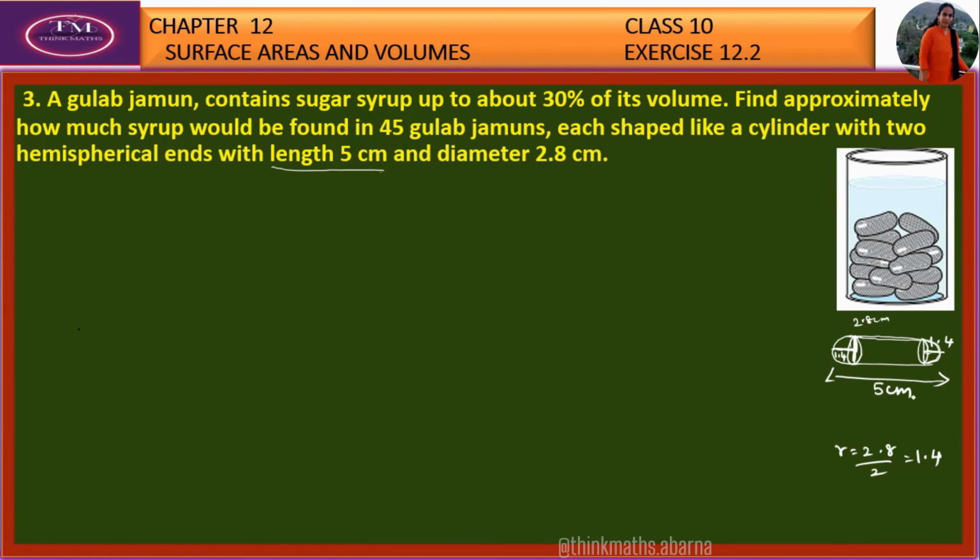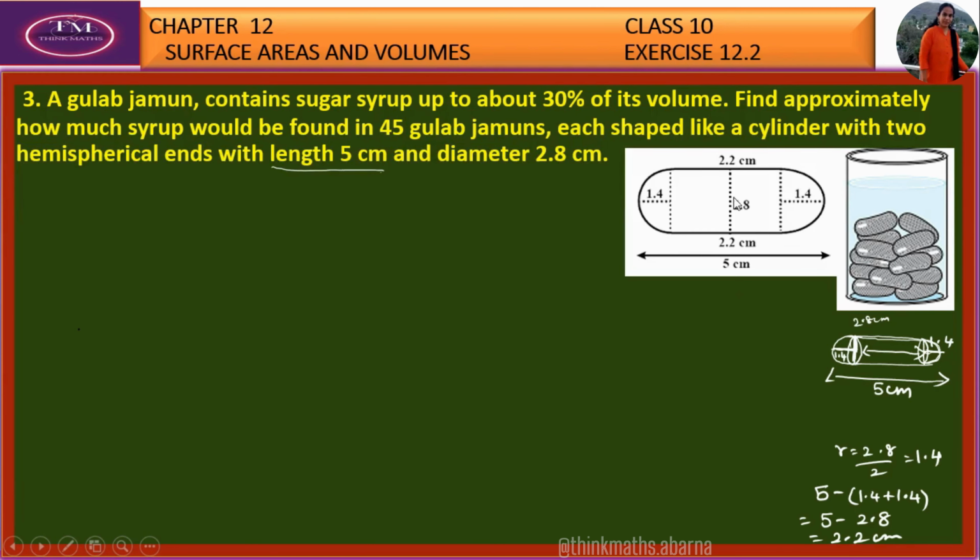Total length is 5. So the length of the cylinder will be 5 minus (1.4 plus 1.4), which is equal to 5 minus 2.8, which is 2.2. So the height of this cylinder is 2.2 centimeter. Okay, children, I hope you can understand this.